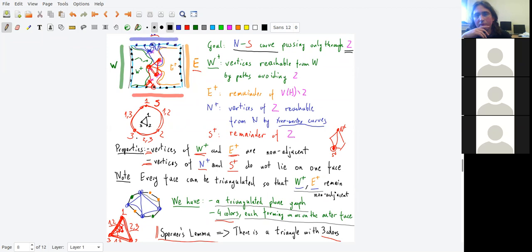How do we go from four colors to three colors? So color one is color west plus, color two is color, say, north plus, and color three is color east plus, union south plus. Okay. So indeed, you see that there are three colors and so on.